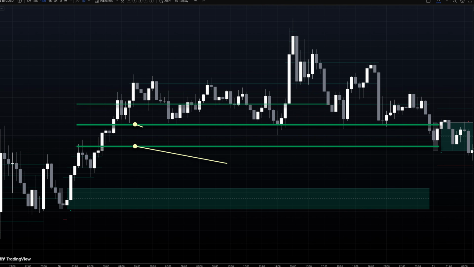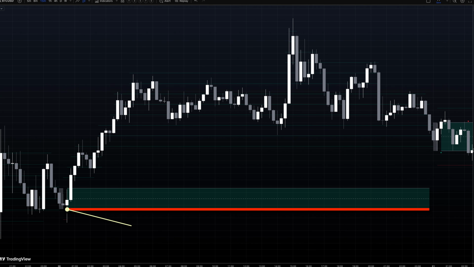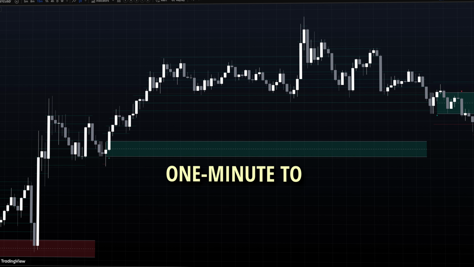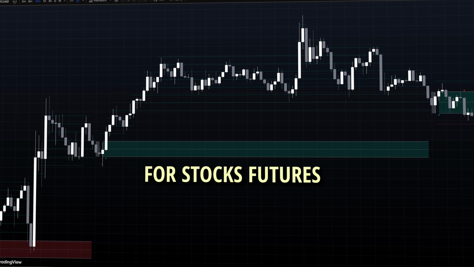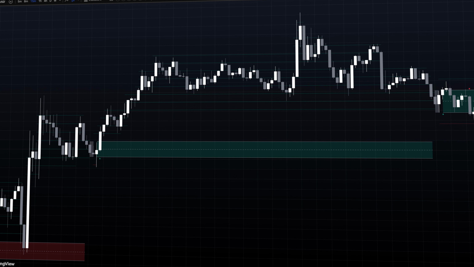Use the automatically calculated target levels for taking profits at logical points as price moves in your favor. Set your stop loss at the opposite side of the opening range to define clear risk parameters. This approach works best on intraday timeframes, 1-minute to 15-minute charts, for stocks, futures, and forex markets that exhibit clear opening range behavior.